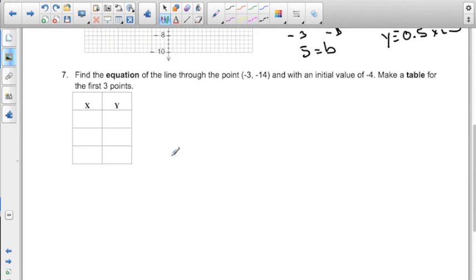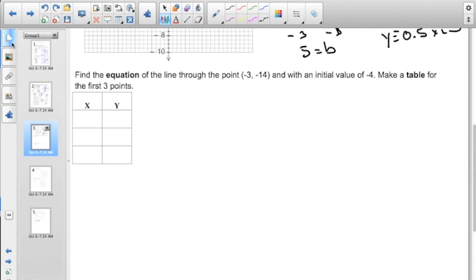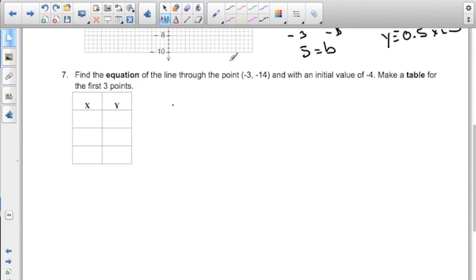We're going to keep going. It says find the equation of the line through point negative 3, 14, and with initial value of negative 4, make a table of values for the first 3 points. Alright. So here's the thing. Initial value is negative 4, and we have negative 3, 14. So here's the sneaky thing for us. We can make a graph, or we can say if our initial value is just negative 4, when x is 0, y is negative 4. So we can say that this is this coordinate. We now have 2 sets of coordinates, and we can still do y equals ax plus b. y2, y1, x2, x1, and keep going.